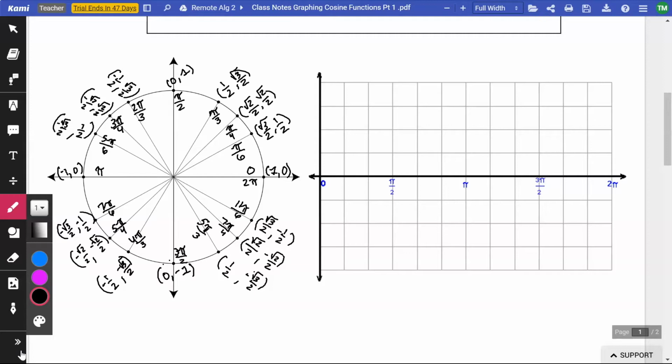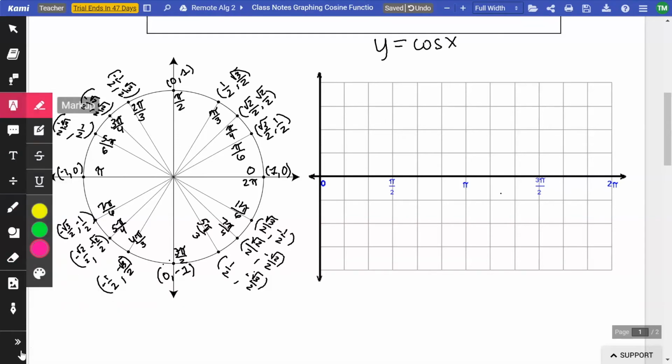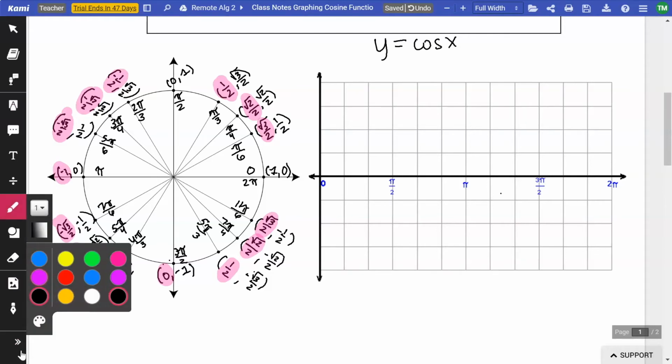So we're ready to go ahead and graph our function y is equal to the cosine of x, or the cosine of theta. And remember, the cosine of x is the x value of all of our points of intersection. So all of these x values are what we care about right now. And then we're plugging in all the radian measures of our angles. So let's fill in the rest of our x-axis here.